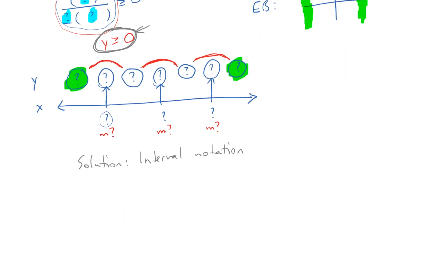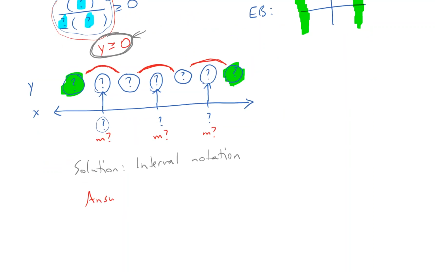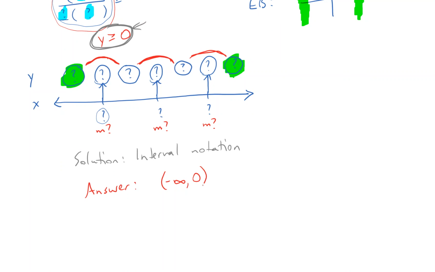Okay, so the correct answer in interval notation is negative infinity to 0, not including 0, union 3, not including 3, to infinity. Okay? See if you can figure out how that answer came about if you didn't get it already. Good luck.